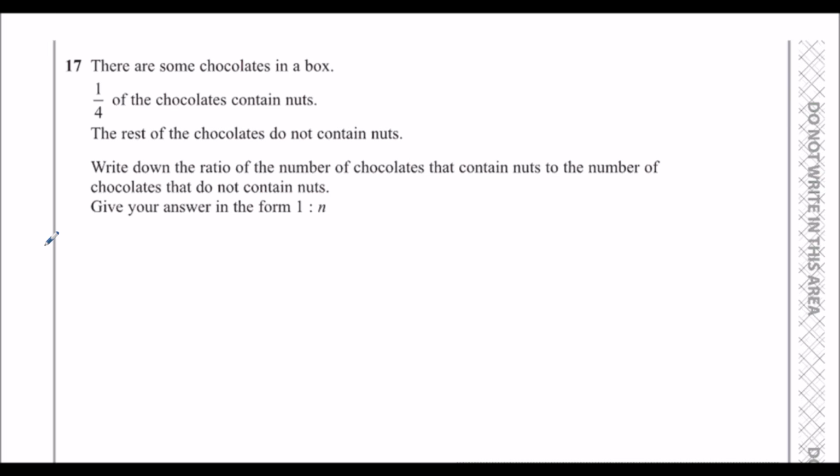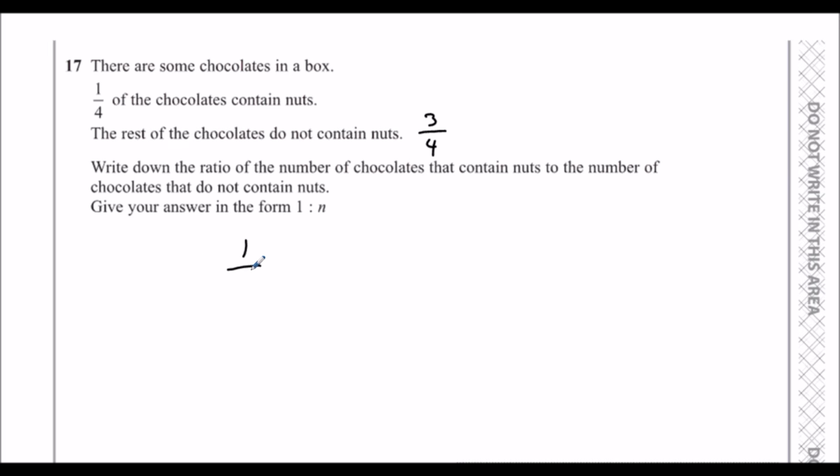Question 17. There are some chocolates in a box. 1/4 of the chocolates contain nuts. The rest do not contain nuts. So that's 3/4 do not contain nuts. Write down the ratio of chocolates that contain nuts to the number that do not contain nuts.